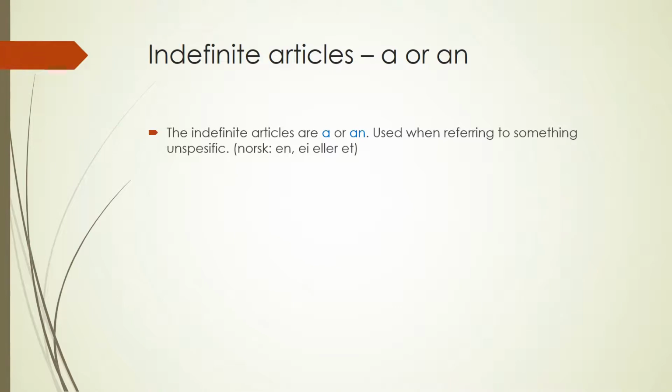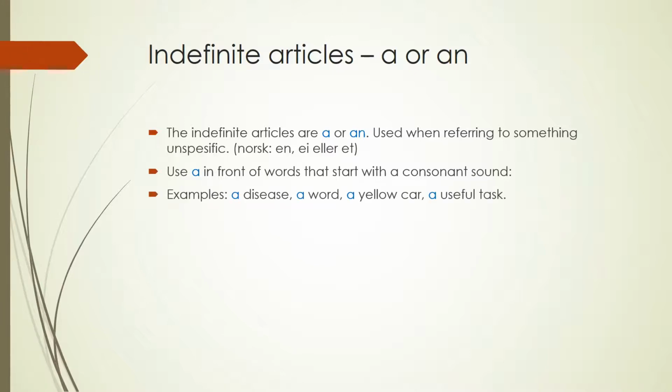The indefinite articles are a or an, and they are used when referring to something unspecific. På norsk sier vi en bok, ei jente, et barn. In English, you use a in front of words that start with a consonant sound. Examples: a disease, a word, a yellow car, a useful task. Here you can see that the Y is a consonant in this case, because the sound is y, yellow. Then you use the A.